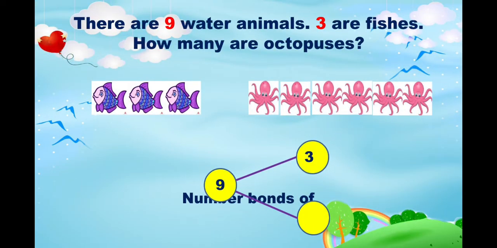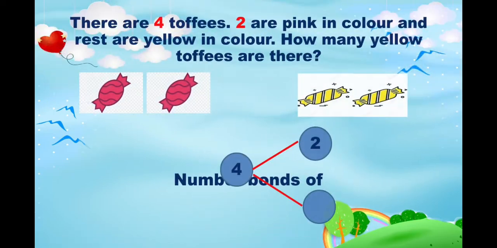Let's see one more example. There are 9 water animals. 3 are fishes. How many are octopus? Now how many are octopus? Let's see. Look, the whole is 9, and this is one bond of 9. Now the remaining are 6. Yes. So 6 are octopus. So here we can see 6 are octopus.